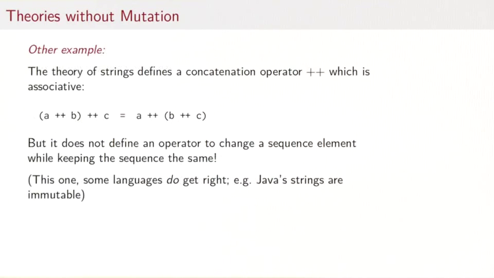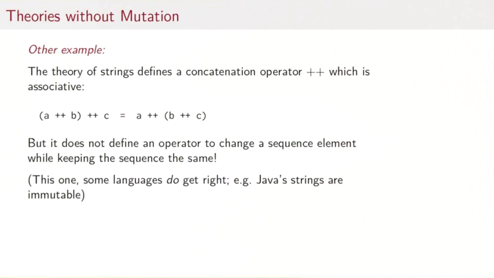Let's look at another example: strings. Most programming languages have strings, and they would also define a concatenation operator. Let's write that ++ here. One of the laws for concatenation is that it's associative. So (a ++ b) ++ c is the same as a ++ (b ++ c). But again, the theory does not define an operator to change a sequence element while keeping the sequence the same.